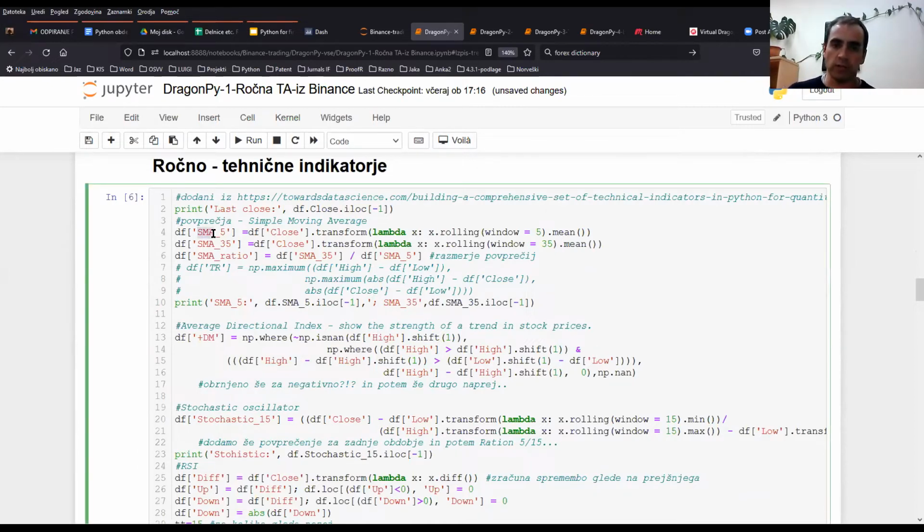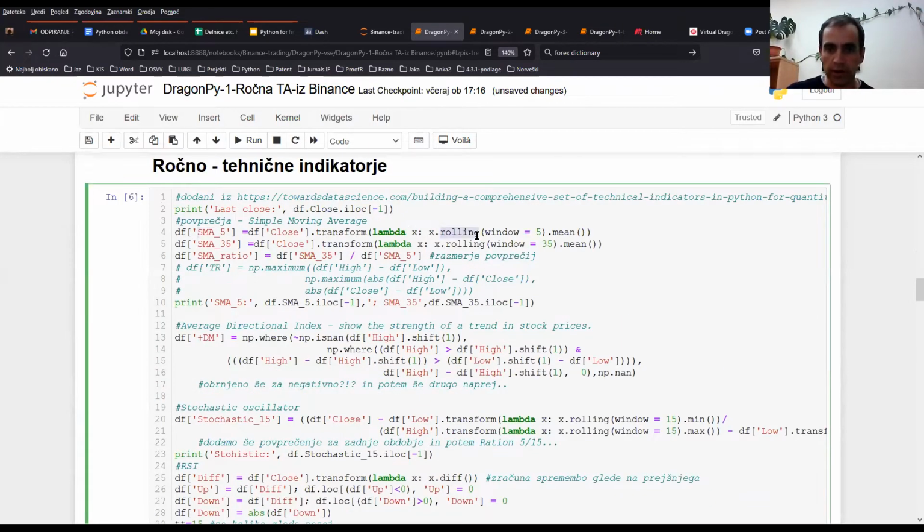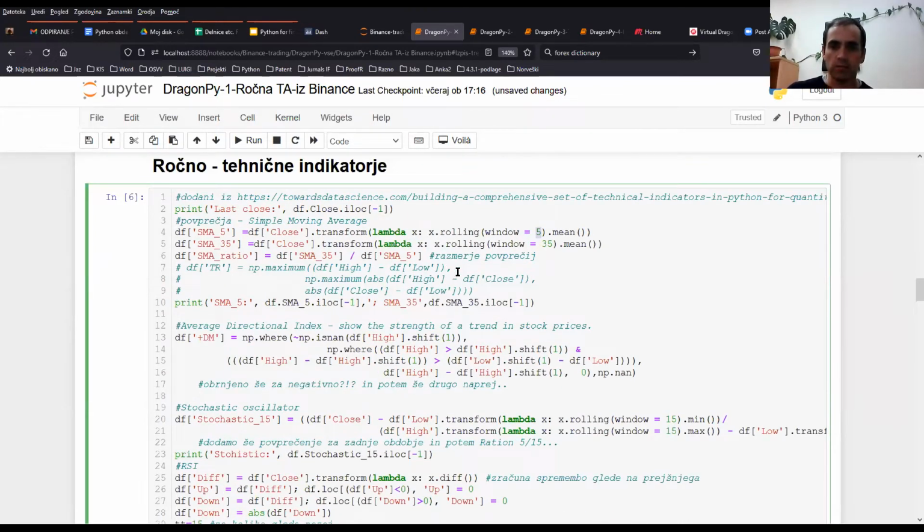Simple moving average is one strategy that's often used as a decision-making basis, and also for algorithmic trading it is one of the bases. So it's a rolling average calculated over the given period, and we follow two different ones so that we have these crossovers, and I will show on the following slides or in the notebooks.